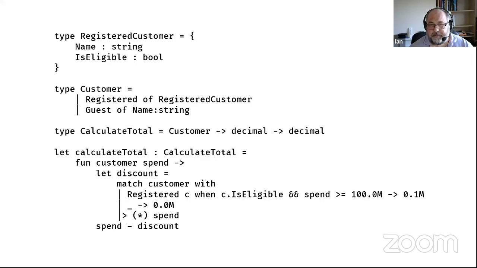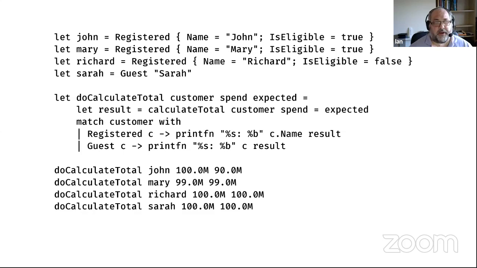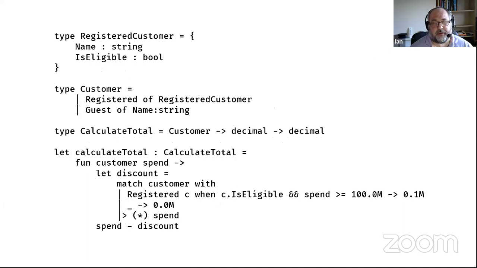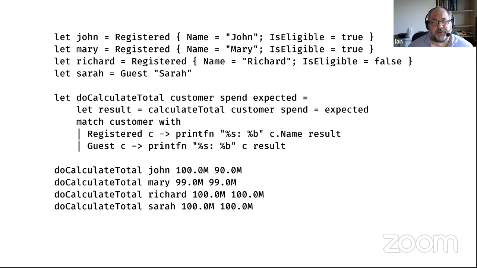Right, so just like the pattern match where it goes match customer with and it says registered C, when I create a customer, I have to do registered and then create the customer. And that's a type registered customer. So go back to my thing there. My registered customer is a record type with name and is eligible. So the first three are all registered, and the last one, guest, just takes a string. So that just takes a name.